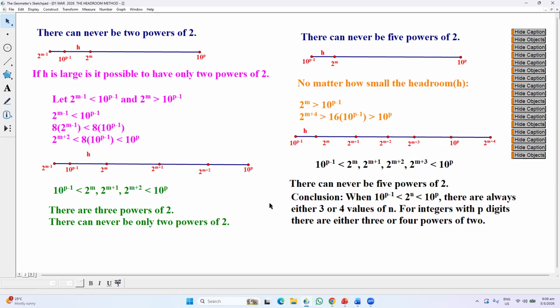So we make the conclusion: when 2 power n is between 10 power p minus 1 and 10 power p, there are always 3 or 4 values of n. For integers with p digits, there are either 3 or 4 powers of 2. That's the end of the video.